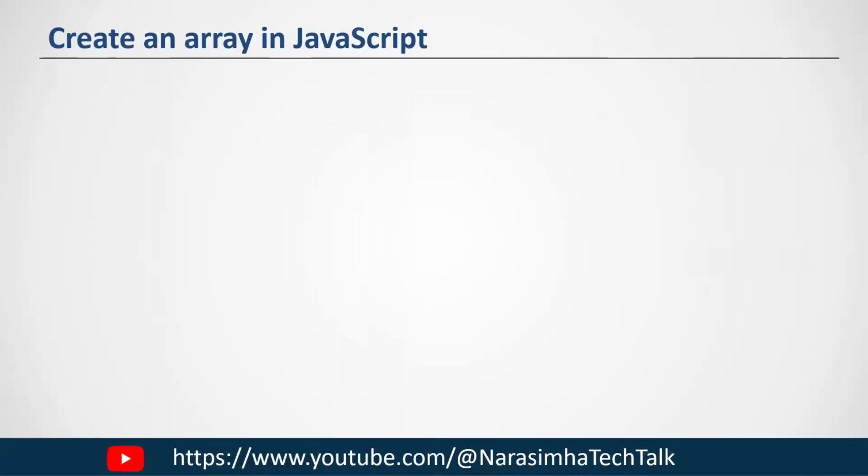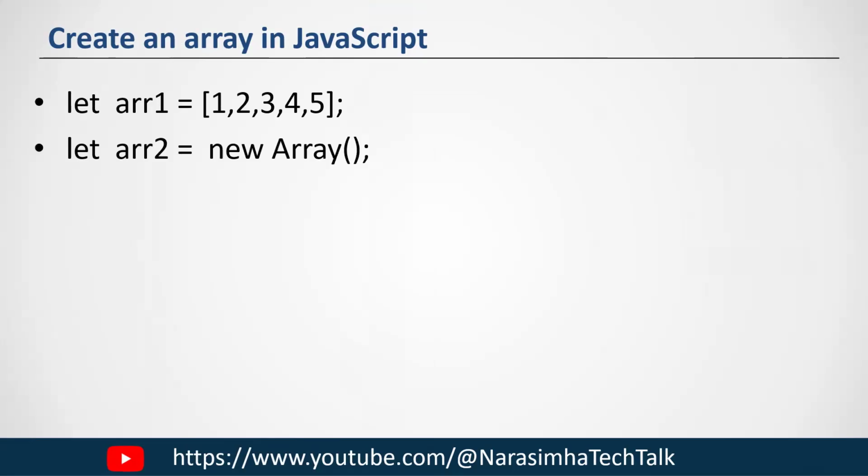How to create an array in JavaScript? Let us see a few examples. Number one: let array1 equal to, in square brackets, we put the values. In JavaScript, square brackets represent an array. So this is a number array. Again, I am creating one more array called array2 equal to new Array. This creates an array with a size, so inside the parentheses you can provide the size. I'll show you the example in VS Code. This is an alternate syntax, creating an array with only the size without elements.